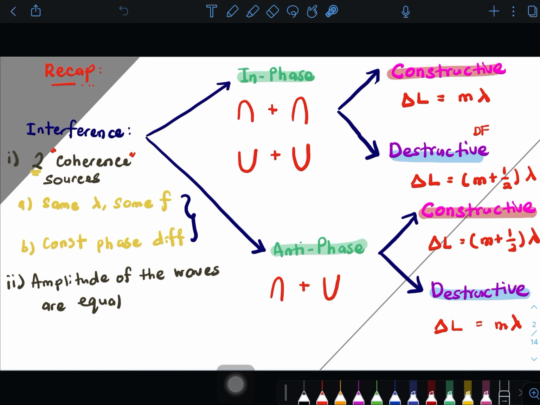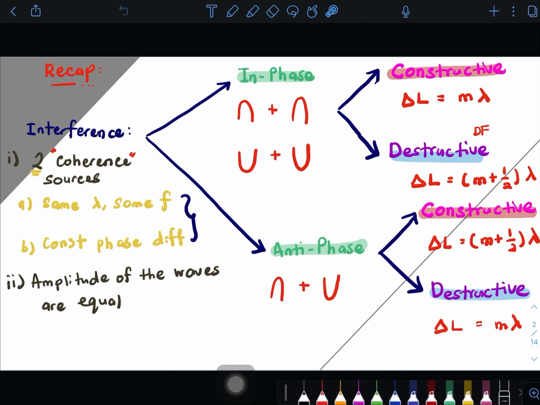What is mean by coherent sources? The first one, it must have same lambda and same frequency, and the second one, it must have a constant phase difference. Okay, so ini ialah coherent source, dan two coherent source and amplitude of the wave are equal ialah syarat untuk interference terjadi.